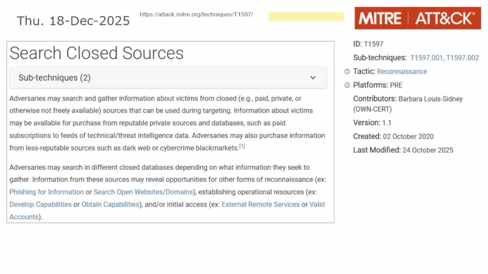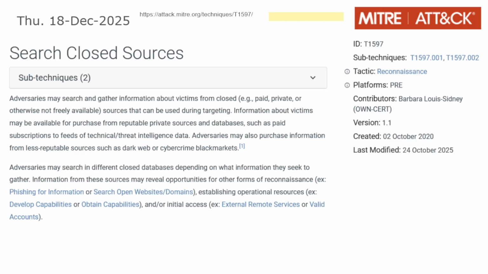Okay, so Search Closed Sources. Let's take a look at what we have here. It has two sub-techniques, reconnaissance. Platforms is again PRE, so I think it's platform independent. We have one contributor this time, Barbara Louis Sidney from OwnCert. It is a fairly new technique from 2020. You can tell by the numbers: if the number starts with 15 or so, it's fairly new. If it starts with a 10, it's one of the older techniques. And it has been modified recently, nice.